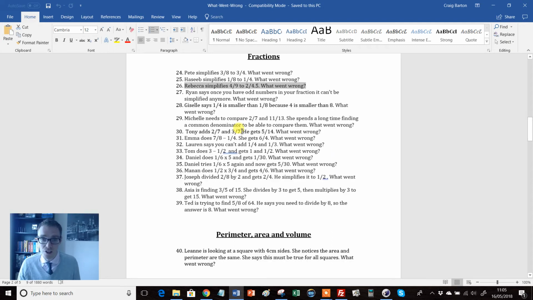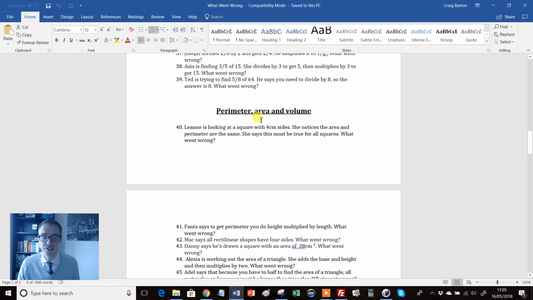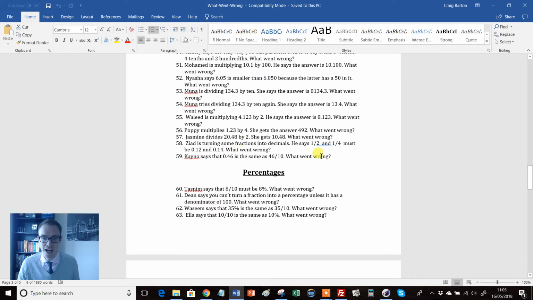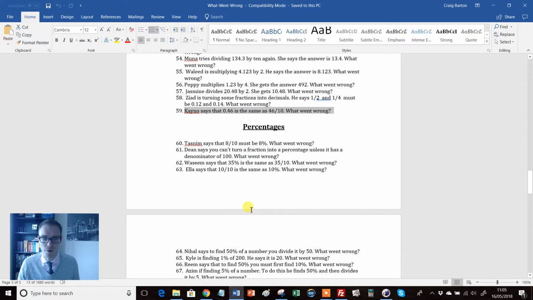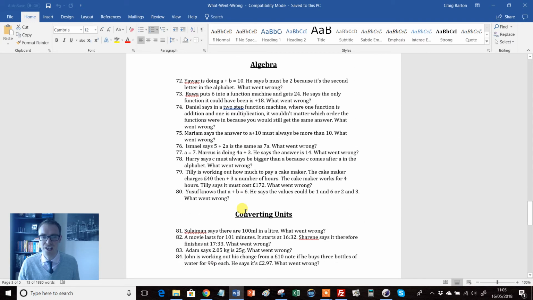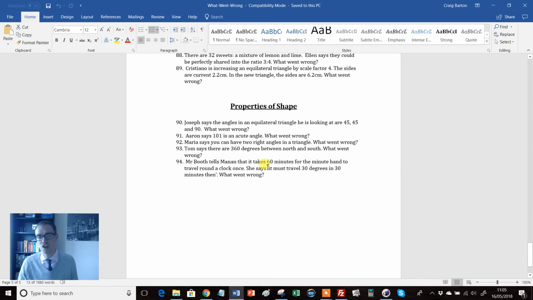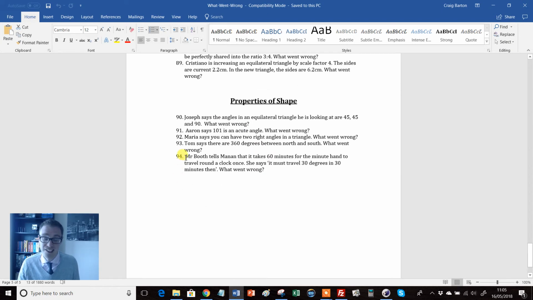And there's loads of these, all beautifully organised into different subject areas. Perimeter error and volume, decimals. I like that as well. 0.46 is the same as 46 over 10. What went wrong? Percentages, introducing algebra, converting units, ratio, properties of shapes, and so on. In fact, flipping out, there's 94. A little 4 bonus ones at the end there.